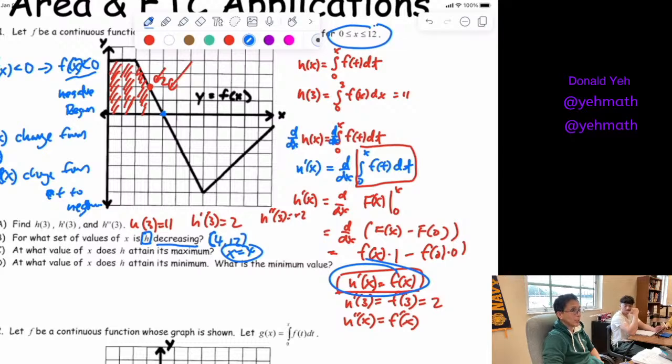Is that okay for C or no? Ria, does that make sense? Jordan? Giovanna? Grace is okay? Okay. Now, if you nod your head, can you tell me where does H attain its minimum?